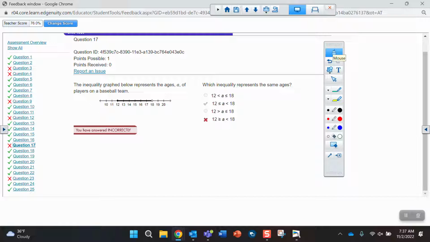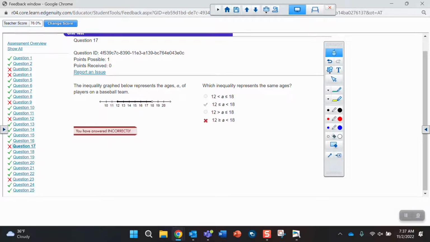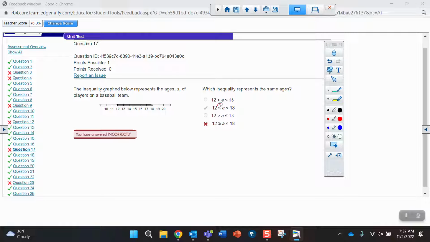Question 17, which inequality represents the same ages? So here you just have your symbols flipped from the actual answer. If we compare those symbols, what you're saying is that this says A is less than 12, and that says A is less than 18. You can't be less than 12 and less than 18. So we want to sandwich that in between. We're talking about all the numbers here that are bigger than 12 and the numbers that are less than 18.